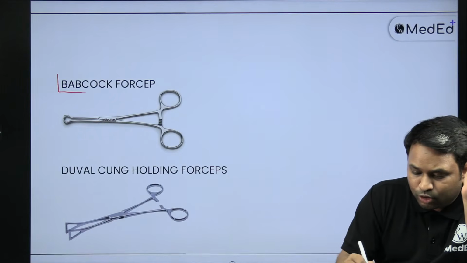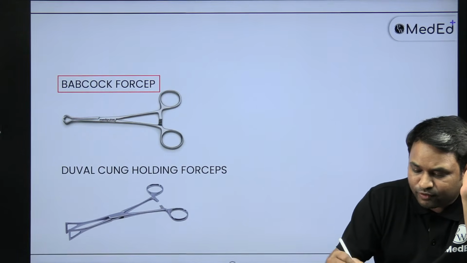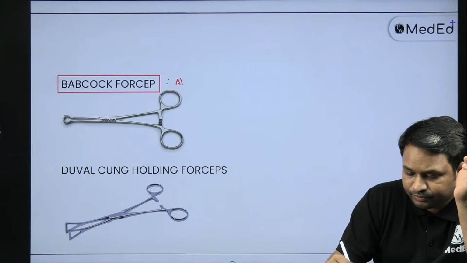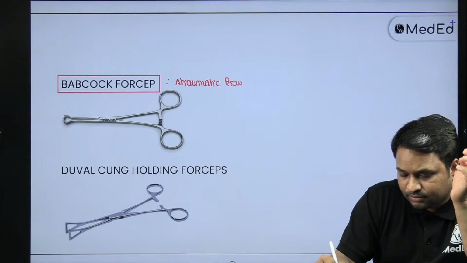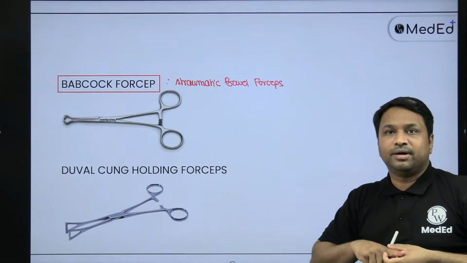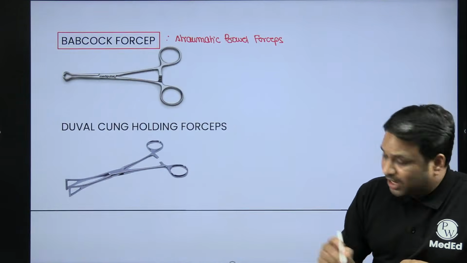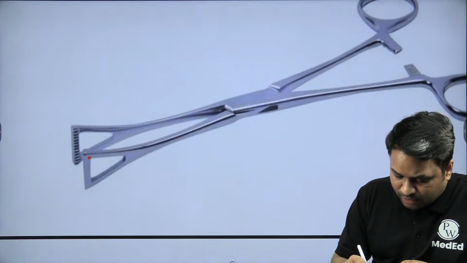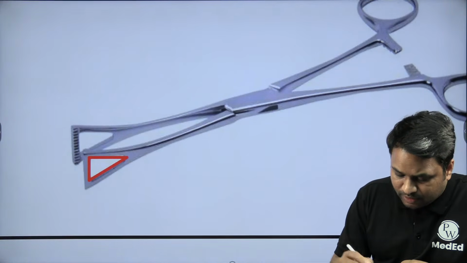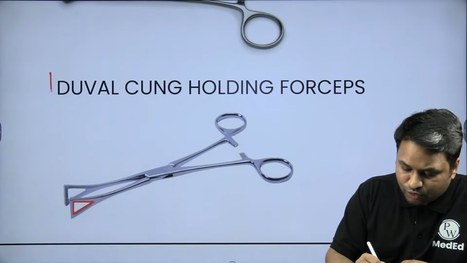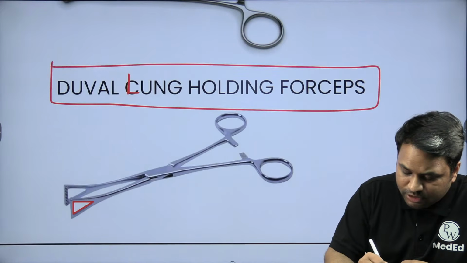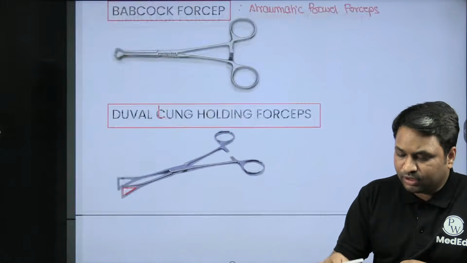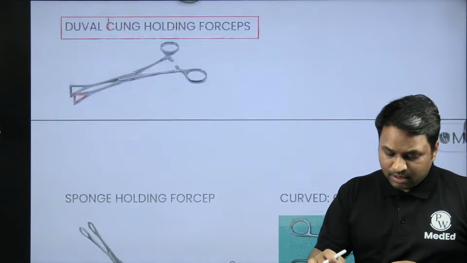This is your Babcock to hold the bowel. It is an atraumatic bowel forceps. Then you have these triangulated ends which are present. If there is a triangulated end, this is what we call the Duval lung holding forceps. These are your Duval lung holding forceps, right?